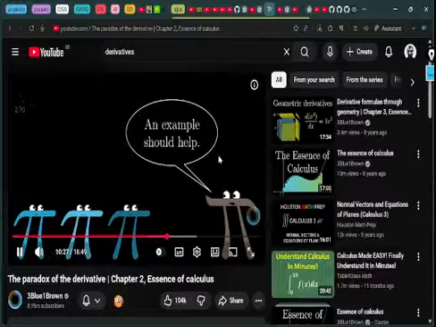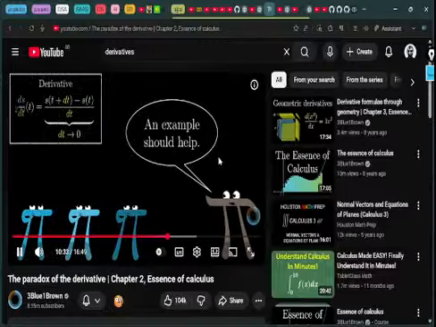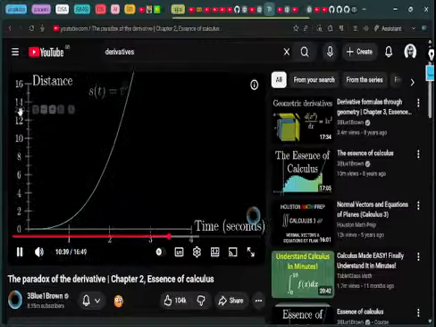I think a specific example should help here. You might think that asking about what this ratio approaches for smaller and smaller values would make it much more difficult to compute, but weirdly, it kind of makes things easier. Let's say that you have a given distance versus time function that happens to be exactly t cubed.